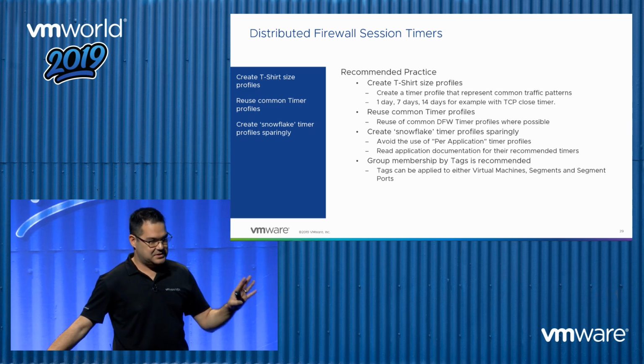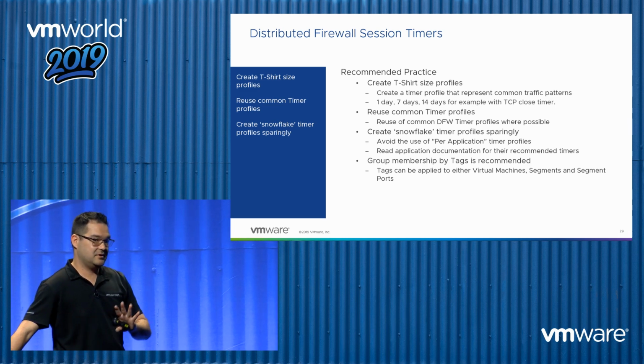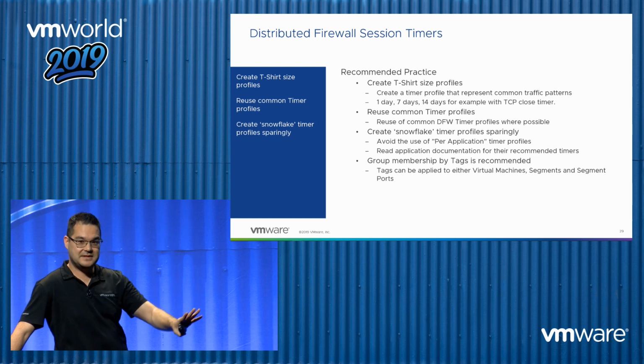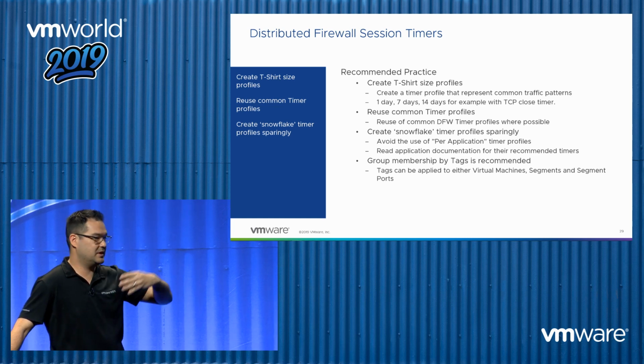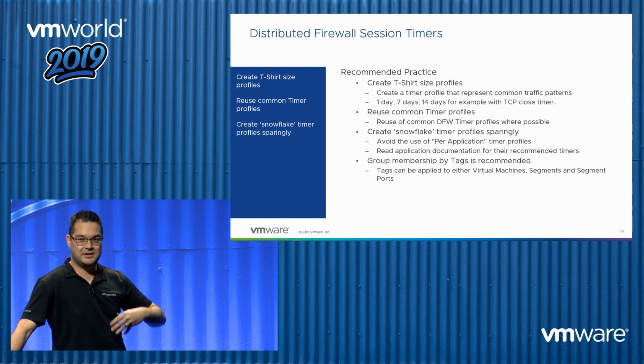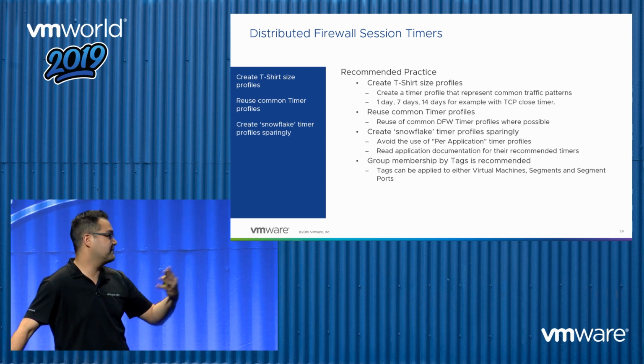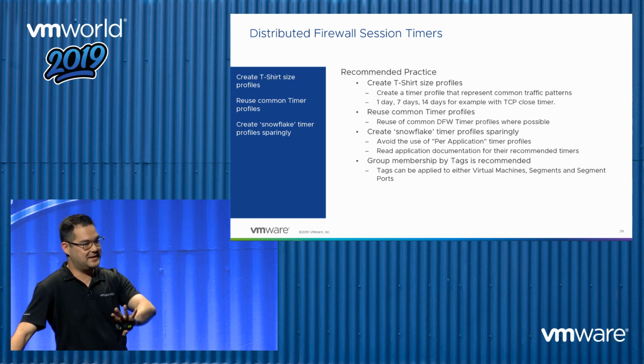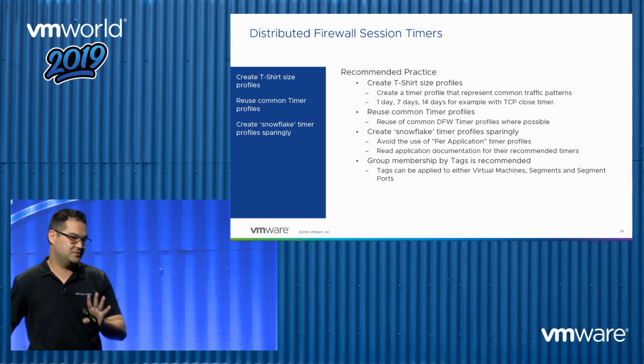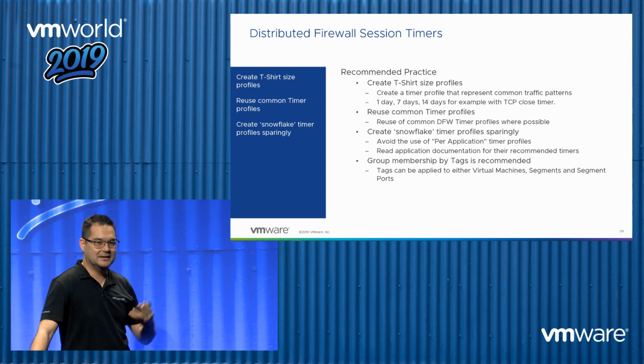What we recommend here is don't go creating snowflakes. Don't go creating a profile for one particular type of app because you're quickly going to end up with lots of profiles. You're going to get a whole lot of sprawl. You're going to have to figure out how to manage these things. Create t-shirt type sizes. Create one for 1 day established timers, 7-day ones, maybe one for 2 weeks. But you just want to try and limit it.